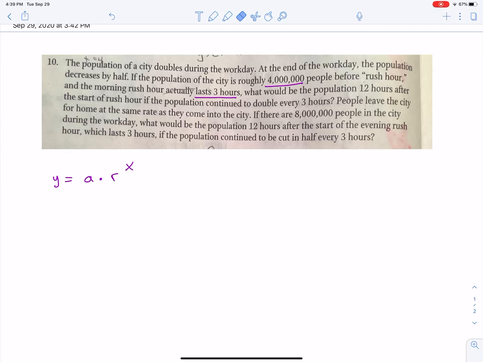Okay, so we're looking at this city whose population doubles during the workday. What we want to do is figure out after 12 hours, what is the population? How many people are in this city?